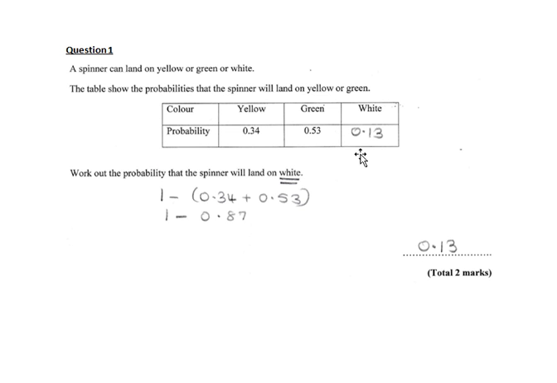So in any question like this, all these probabilities must add up to make a whole, 1. So if we take away 0.34 and 0.53 from the whole 1, we should get 0.13.